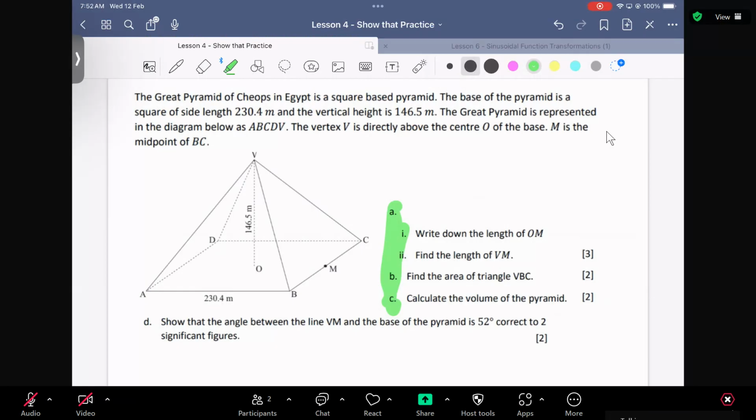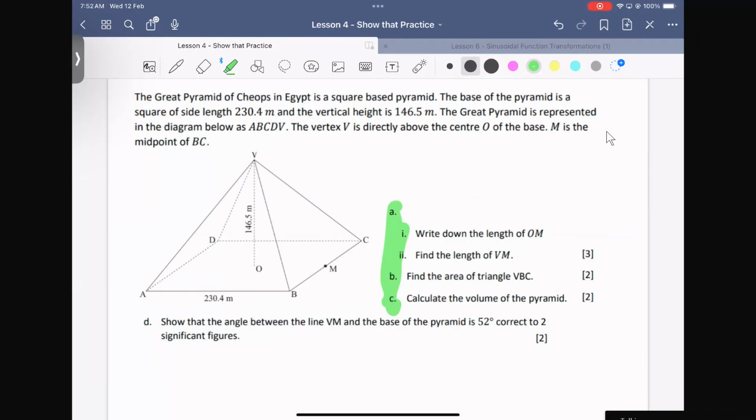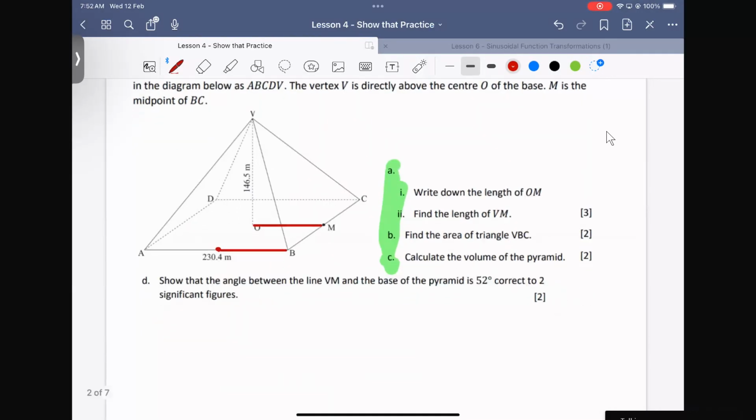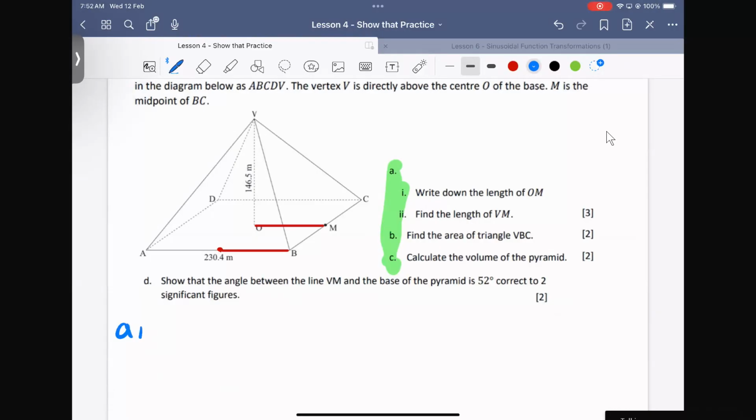All right, so first up, we need to find the length of OM. OM we see is this line here. OM is from the midpoint to the side, so it's going to be the same as this line here. So we can find OM by taking 230.4 divided by 2. That's going to give us 115.2.